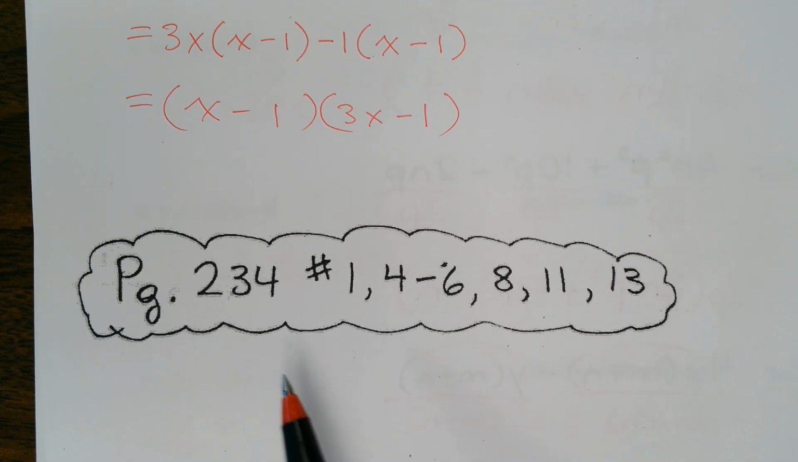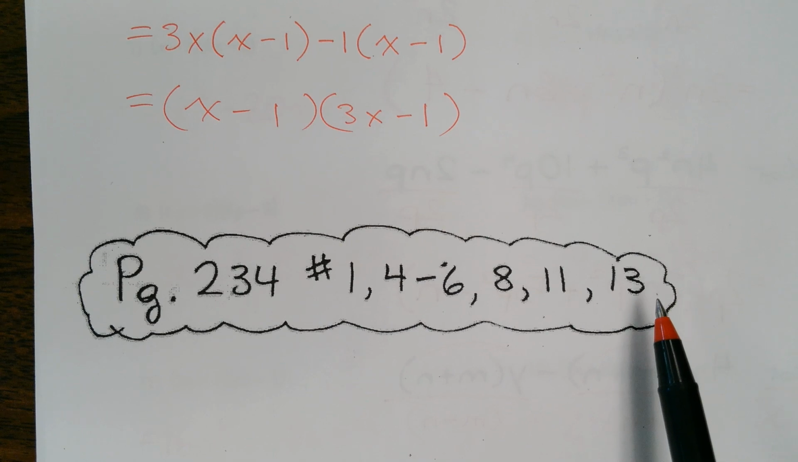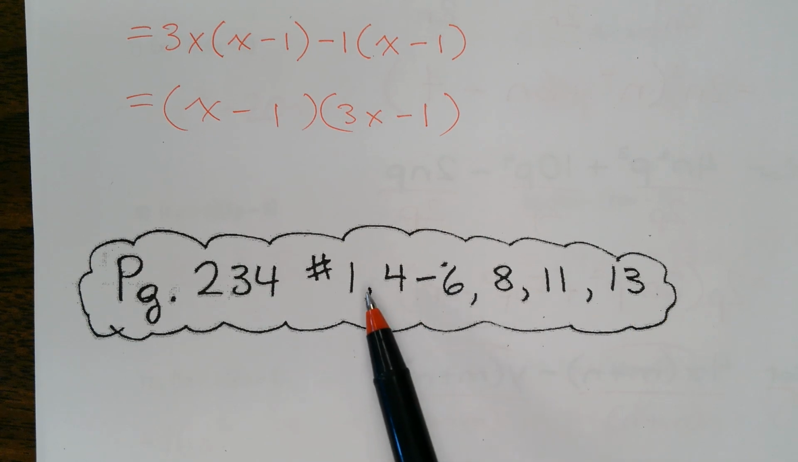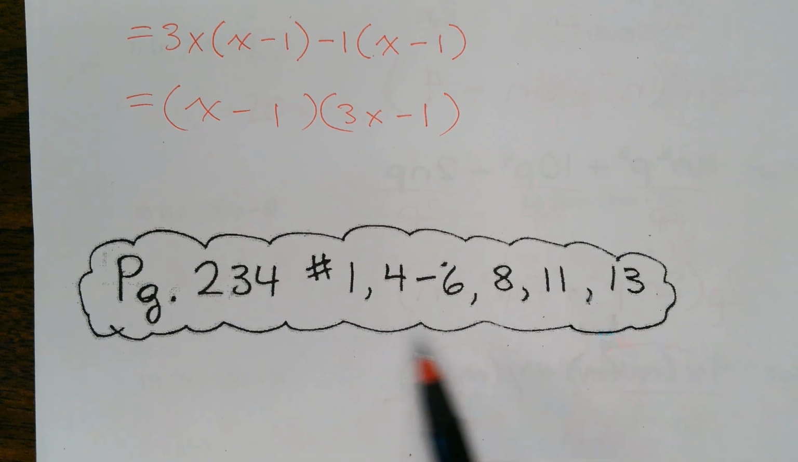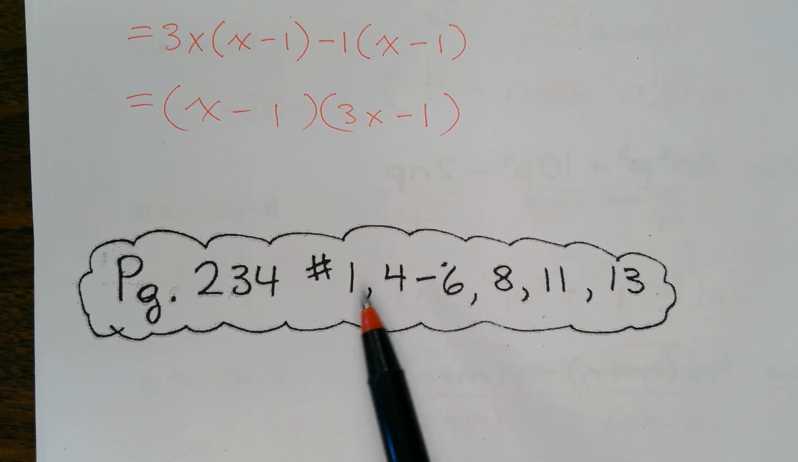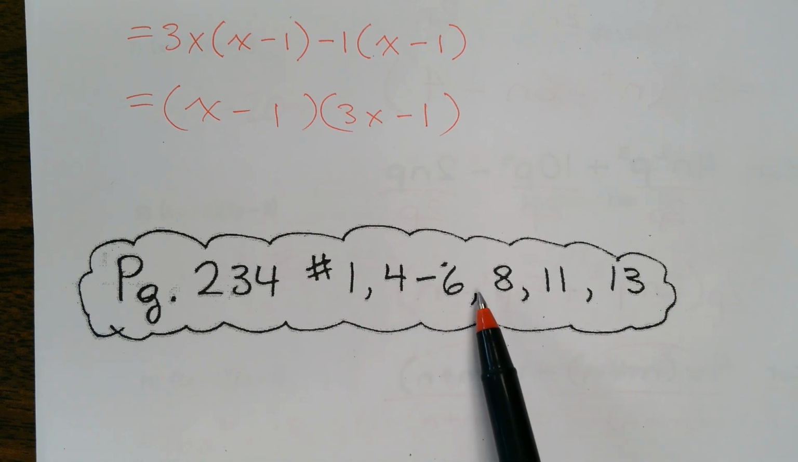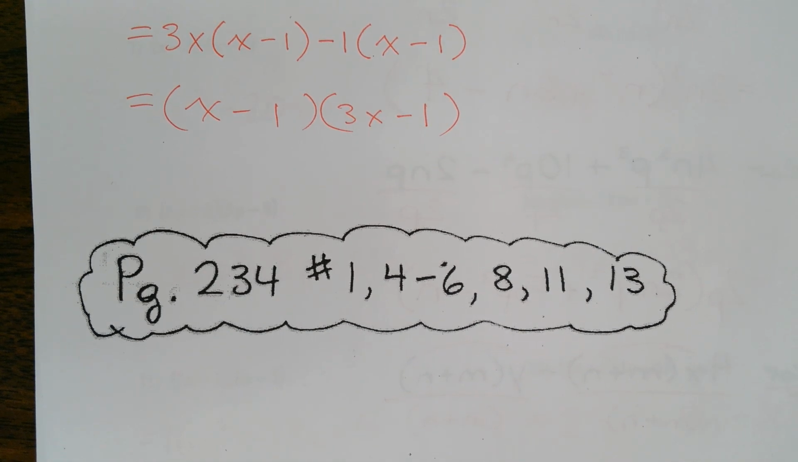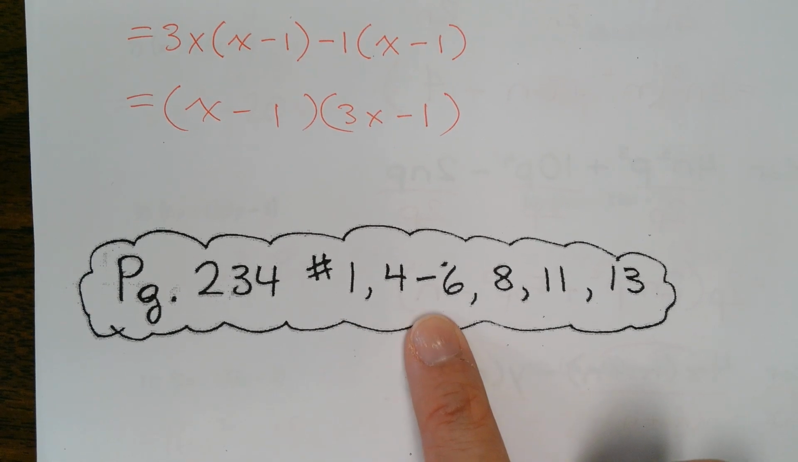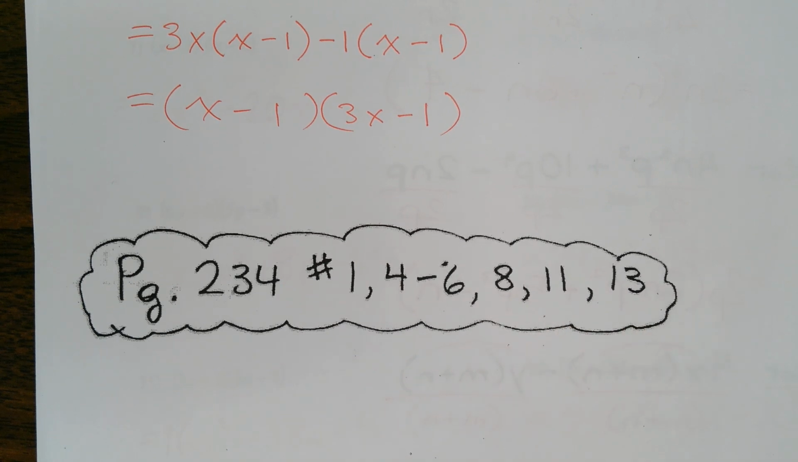You guys did factoring. These are the questions I want you to work on. It's on Brightspace. If you don't write this down, you're doing every single question from 1 to 13. Otherwise, just do 1, 4 to 6, 8, 11, and 13. You have the rest of the class, a good half an hour, to work on these. So 1, 4 to 6, 8, 11, 13. And I'll add you to Brightspace so that you can access this.